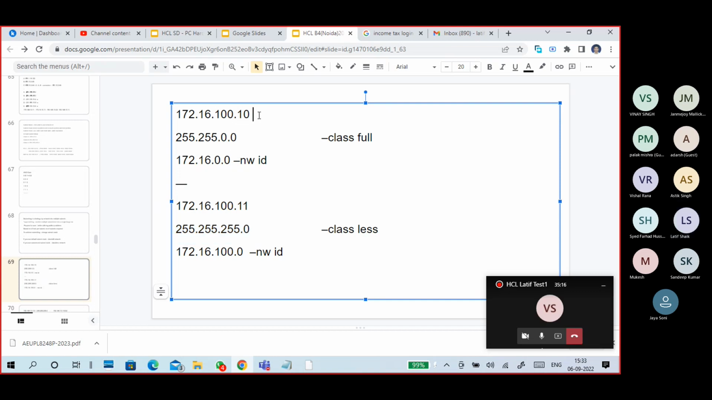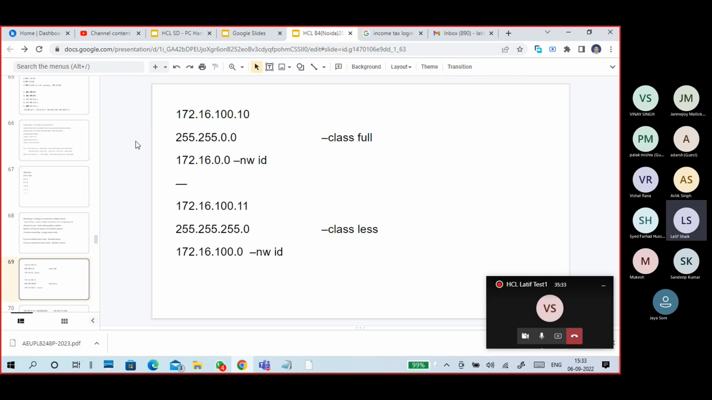Understand, guys? You tell only the IP address. You didn't tell a subnet mask. So I can assume you are using a default subnet mask. So I think it is a classful network, and I will consider it as the default one only.